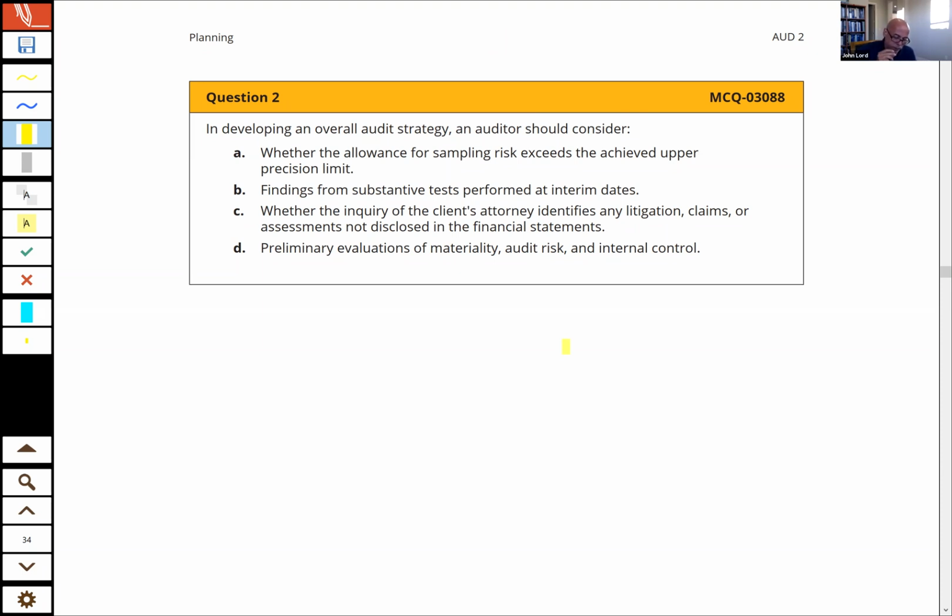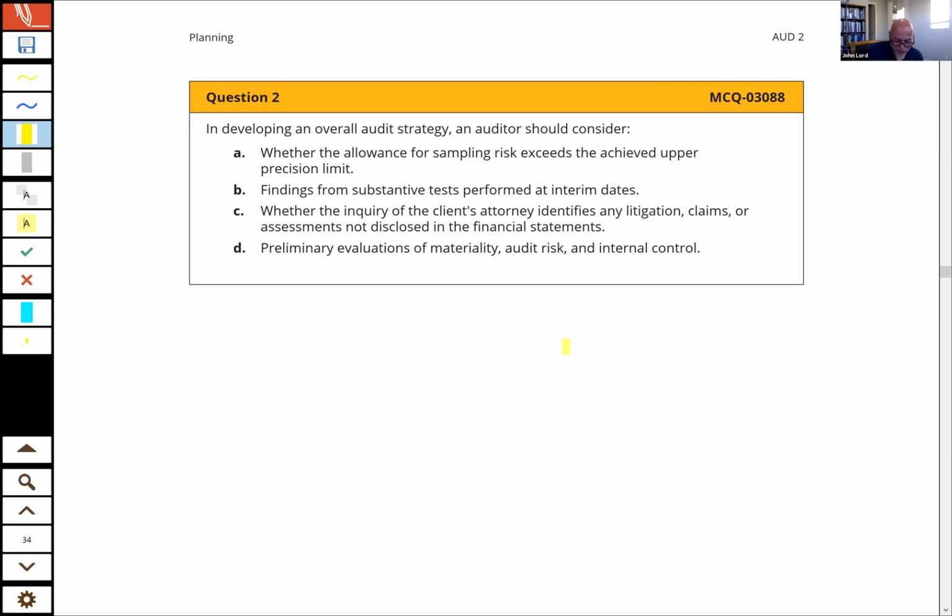Beautiful. In developing an overall audit strategy, what does that mean? That means that we're at the very beginning, overall audit strategy, right? We're not thinking about minute details at this point. Overall audit strategy. What are we going to do? Whether the allowance for sampling risk exceeds the achieved upper precision limit. Does that sound like an overall strategy? No.